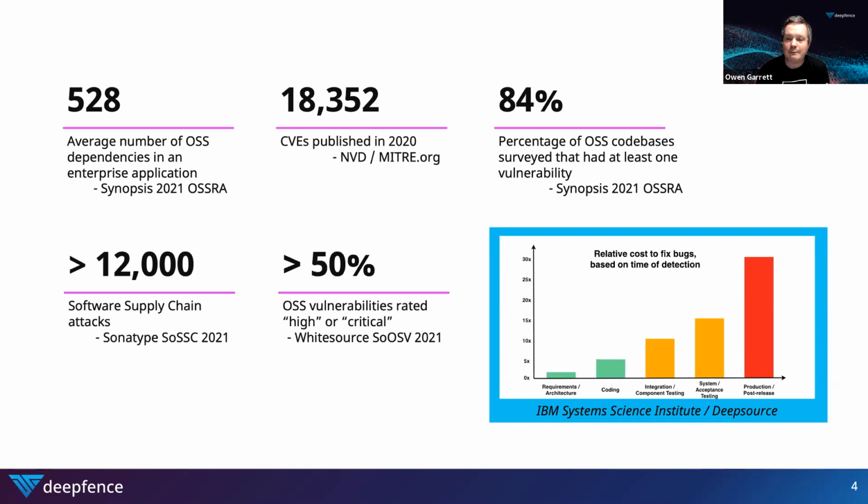Those vulnerabilities are published through organizations such as the National Vulnerability Database by MITRE. Over 18,000 vulnerabilities were published last year, and we're up to 17,000 this year. The number of vulnerabilities detected in third-party components is only growing as organizations seek to use more components and developers build and iterate faster. Over 50% of those vulnerabilities are potentially high or critical, according to WhiteSource.